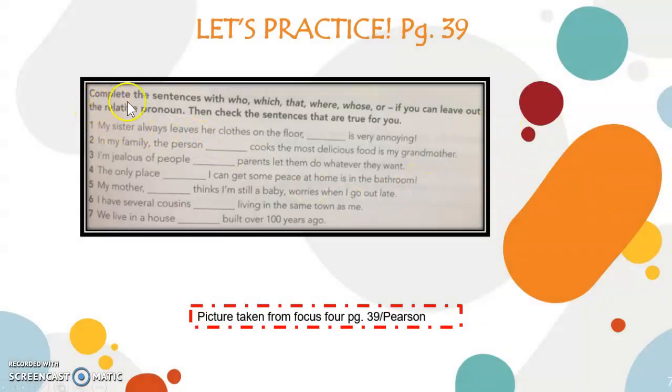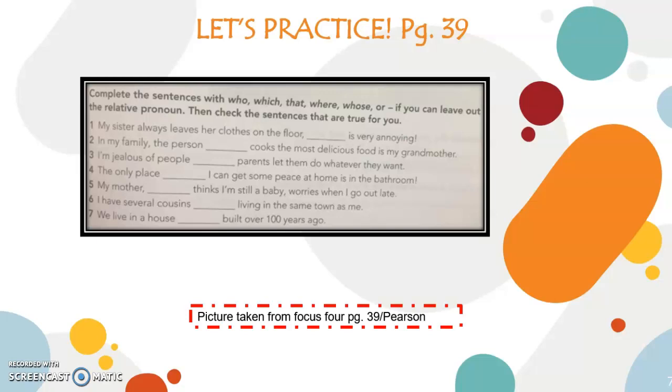And the last part. Complete the sentences with which, that, where, whose, or hyphen if you don't need any relative pronoun. My sister always leaves her clothes on the floor, which is very annoying. In my family, the person who cooks the most delicious food is my grandmother. They are talking about a person. I'm jealous of people. You can find this also on page 39. I'm jealous of people whose parents, because it's a possession, let them do whatever they want.